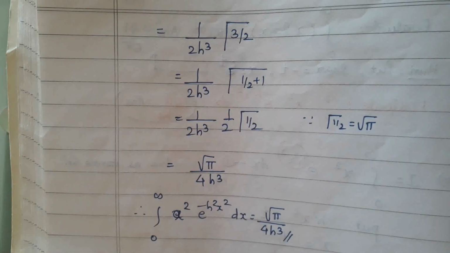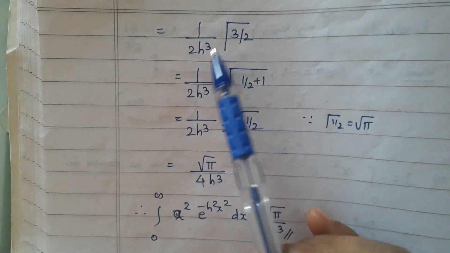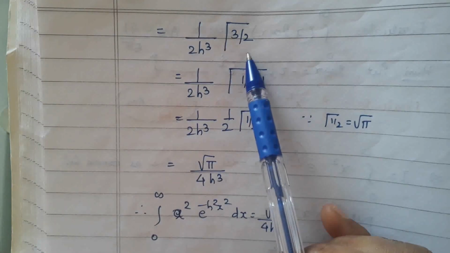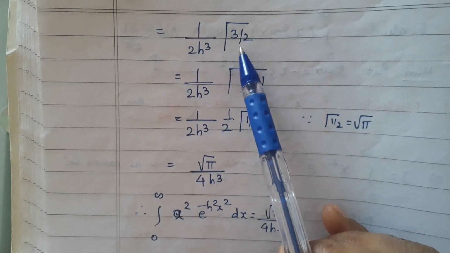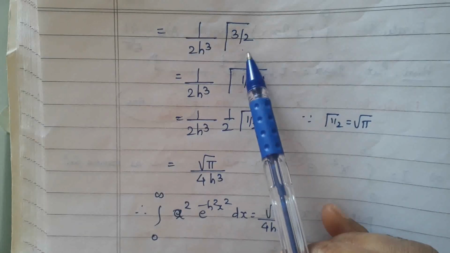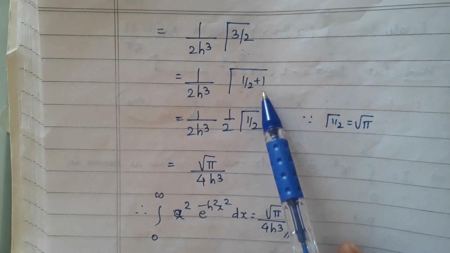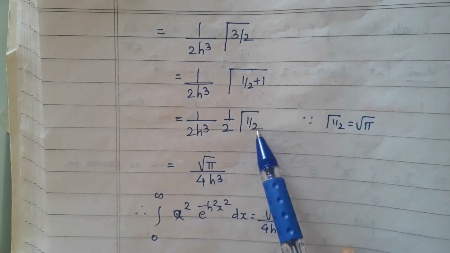If n is equal to 3 by 2, the integral can be written as gamma n. So 1 upon 2h cube gamma 3 by 2. Use the properties of the gamma function. In general, gamma n plus 1 can be written as n gamma n. So 3 by 2, write in the form n plus 1 becomes 1 by 2 plus 1. This becomes n gamma n, so 1 by 2 gamma 1 by 2.